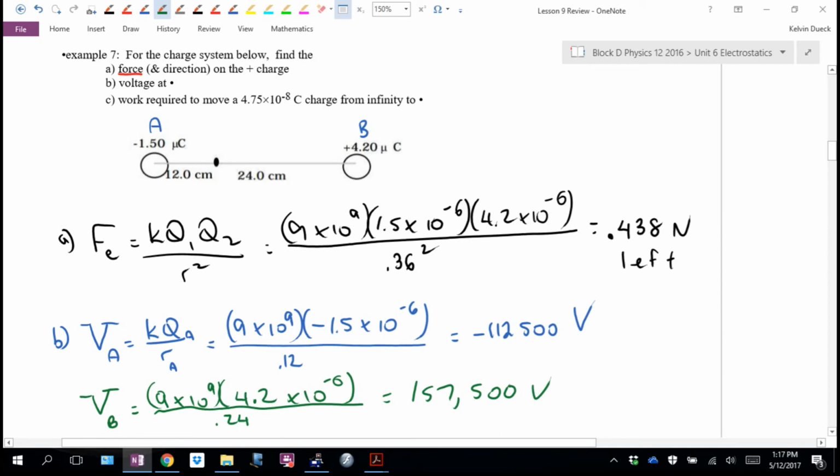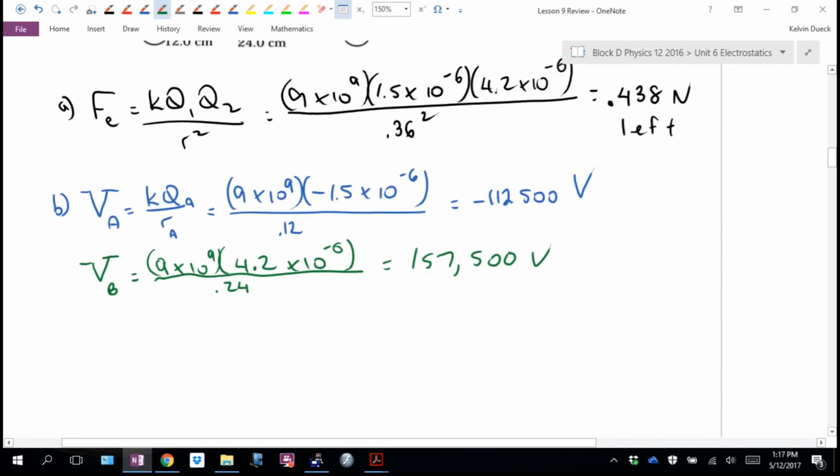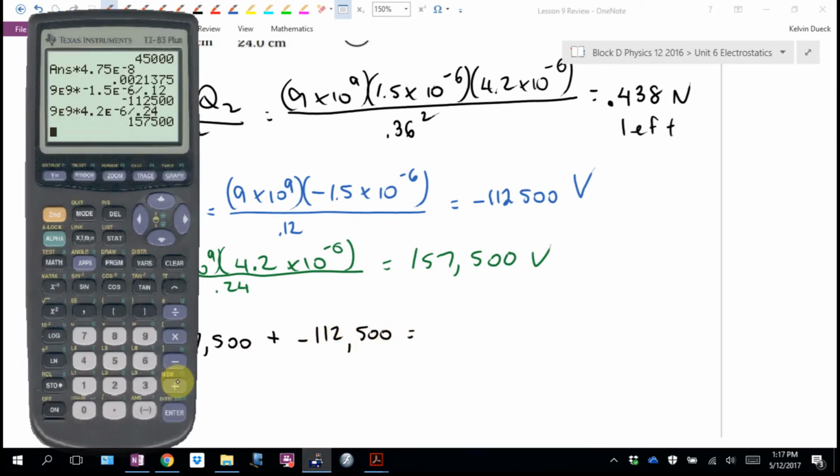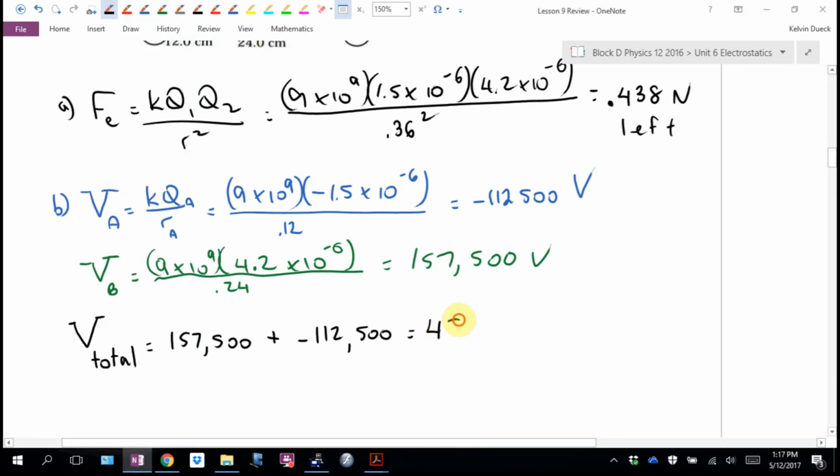What's the total voltage at the dot? Add them up. It's going to be 157,500 plus negative 112,500. So this number plus negative 112,500. And I get 45,000 volts even. 45,000 volts.